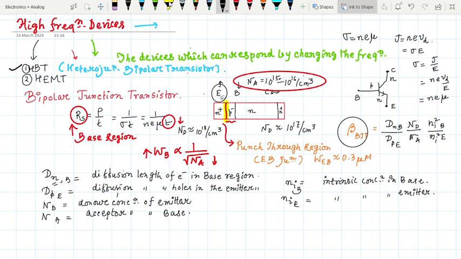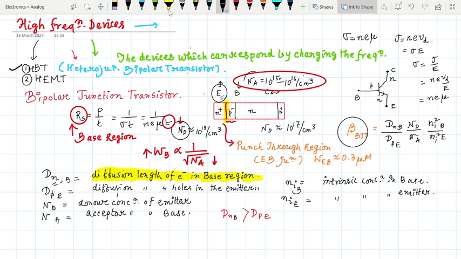Generally, dNB by dP, which means the diffusion length of the electron in the base region, is greater. Why? Because we know that the mobility of the electron is greater as compared to the hole, so an electron can traverse a greater distance as compared to the holes. So dNB should be greater than dP.